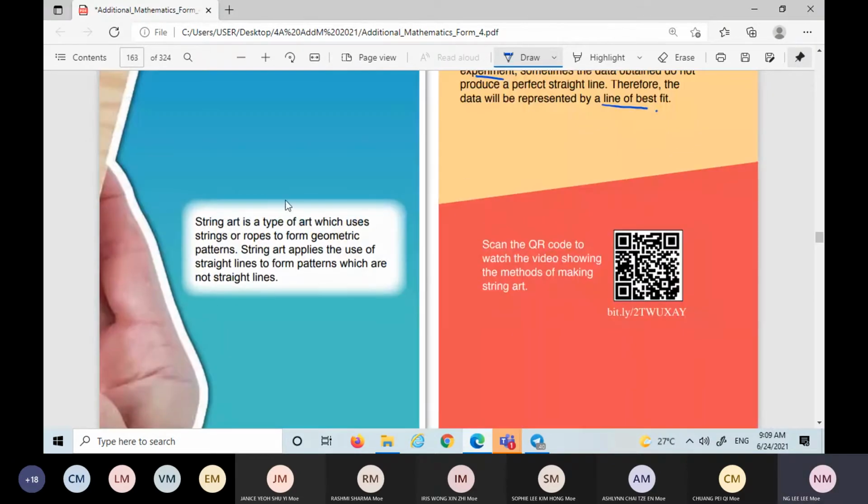So you write the index for today, lines of best fit, index for today. Today is what? 24th.